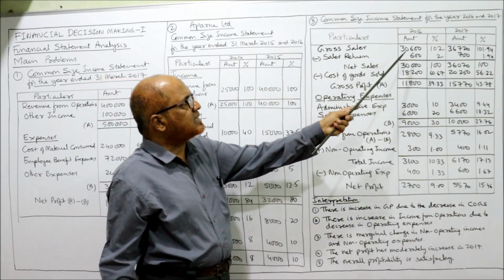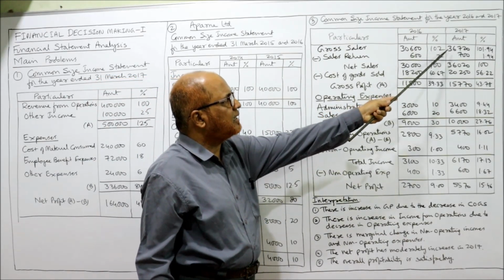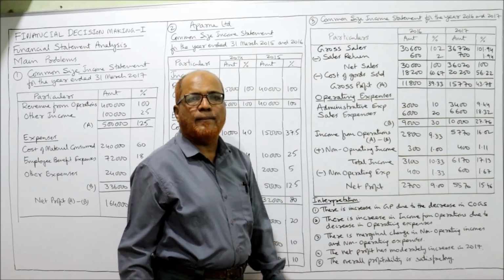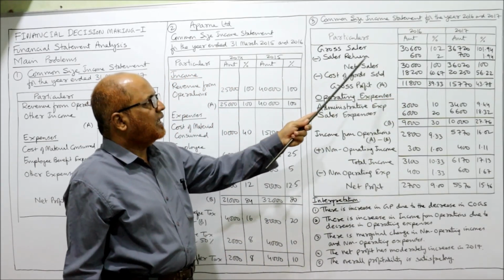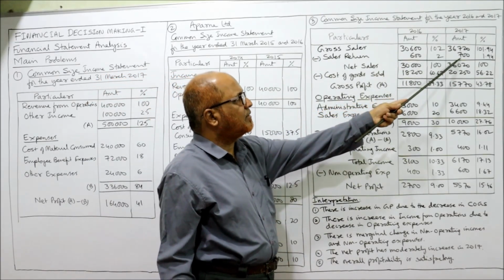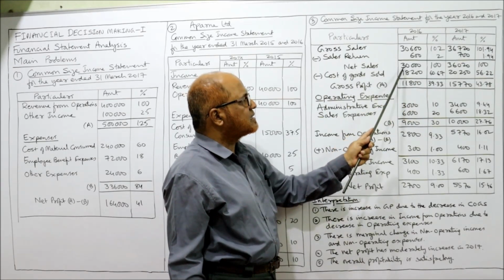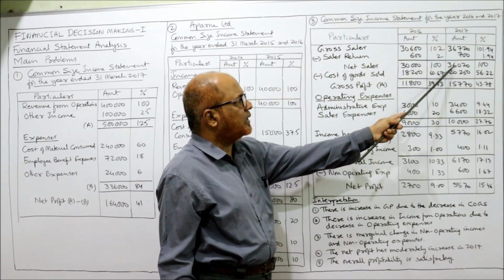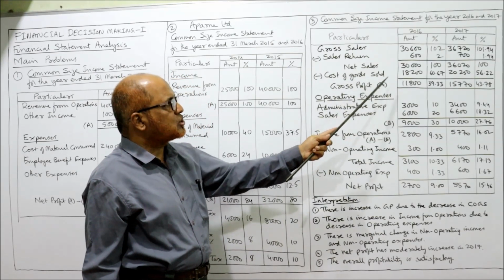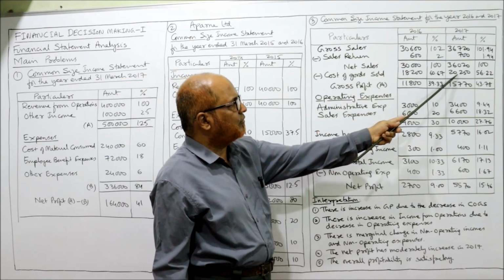The gross sales last year 30,600, current year 36,720. Less sales return, last year 600, current year 700. Subtract, will get the net sales, 30,000, 36,020. Minus cost of goods sold, 18,200, 20,250.